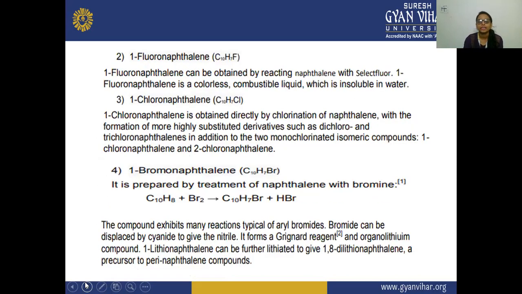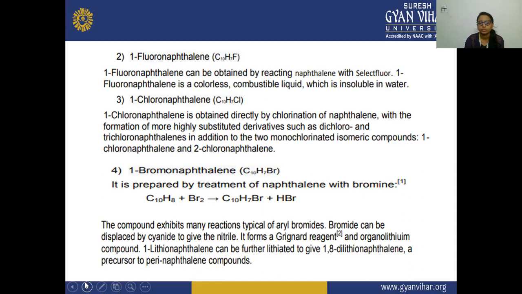The next derivative of naphthalene is 1-fluoronaphthalene. 1-fluoronaphthalene can be obtained by reacting naphthalene with Selectfluor, forming fluoronaphthalene, which is a colorless combustible liquid and is insoluble in water. Next is chloronaphthalene, which is obtained by chlorination. If we chlorinate naphthalene, there is formation of more highly substituted derivatives such as dichloro and trichloro compounds, in addition to the two monochlorinated isomeric compounds, 1-chloronaphthalene and 2-chloronaphthalene.